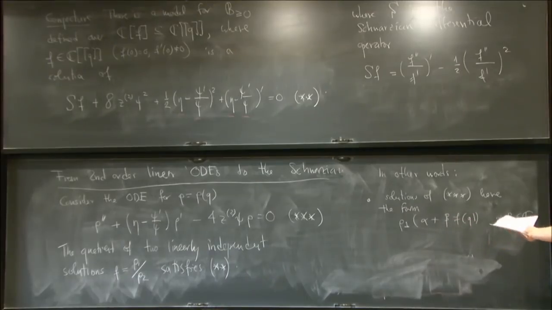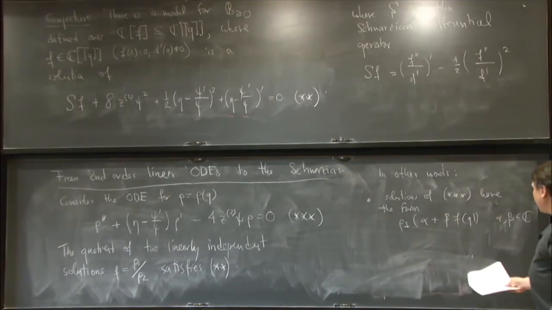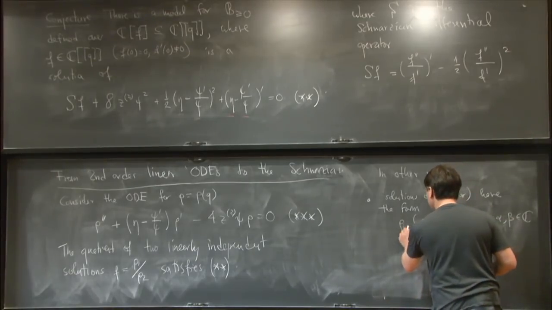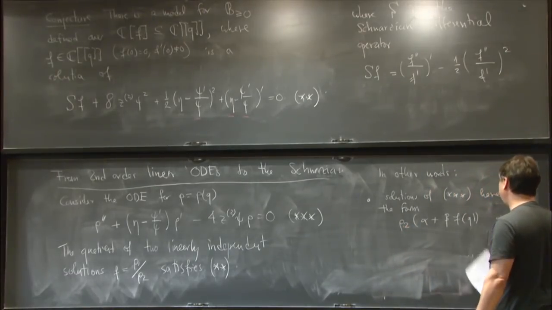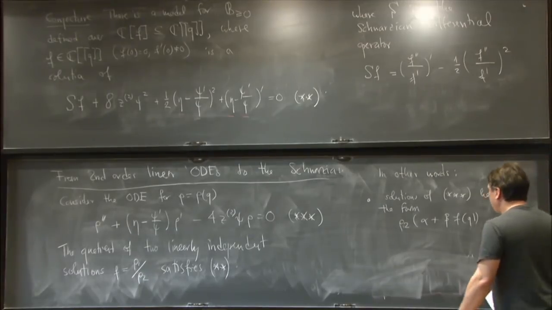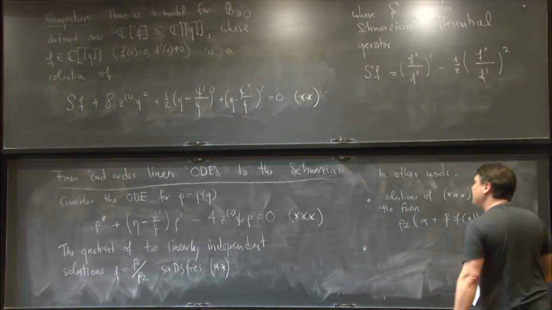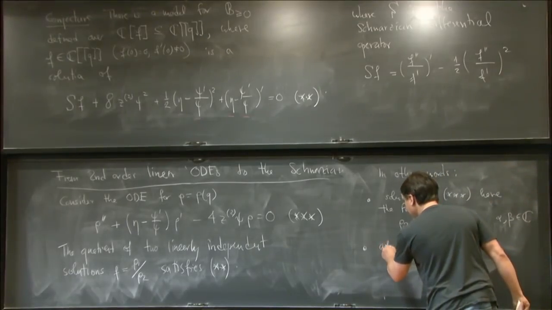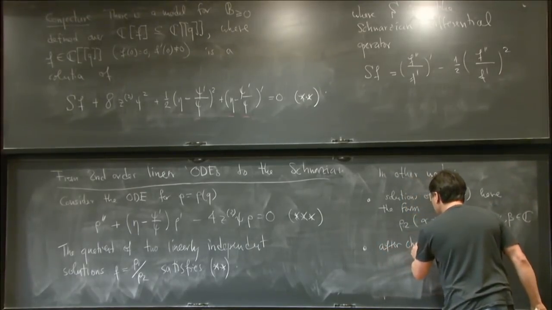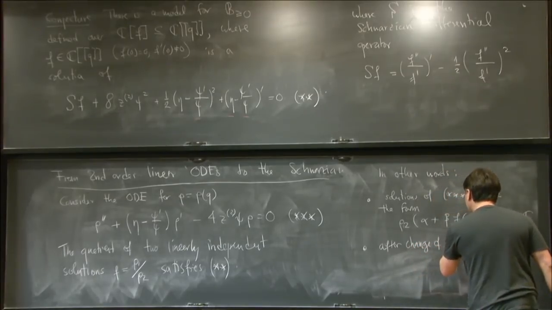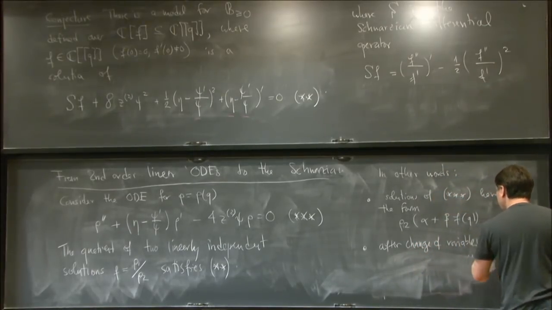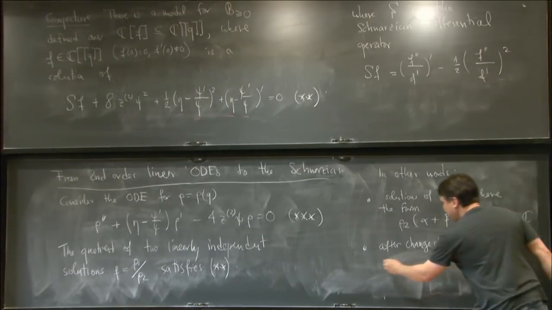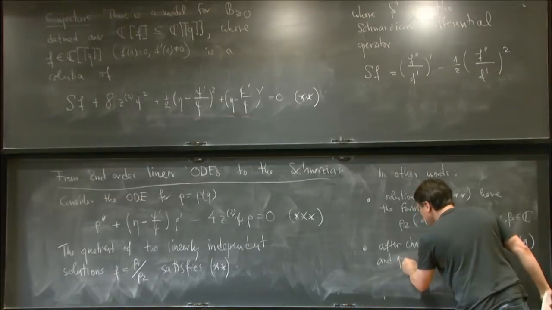The quotient of two linearly independent solutions is f. So rho 1 is a solution, then rho 1 times f is a solution, maybe rho 2 times f is a solution. Okay, and otherwise you can just add weights. Or let me say it in even more informal terms. So after change of variables, Q replaced by f of Q and Q-dependent rescaling.